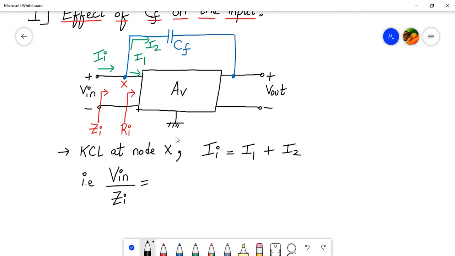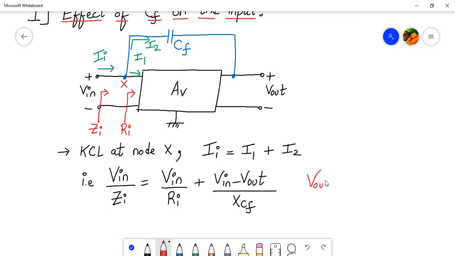Okay. And then we have I1. So I1 can be written as V in divided by Ri. Okay. Again, it can be written as V in divided by Ri. So voltage upon impedance or resistance is the current, right? And what will be I2? I2 can be written as V in minus V out upon XCF. Impedance offered by the feedback capacitor. And we know for a fact that V out is related to V in as V out is equal to Av times V in.